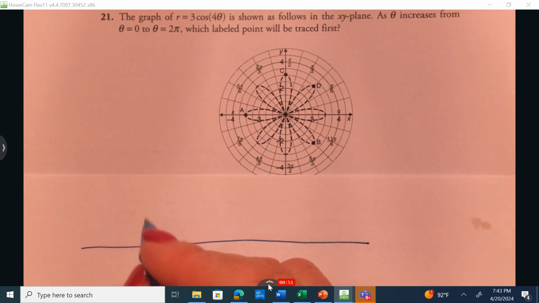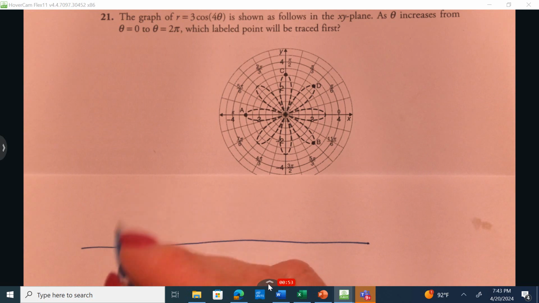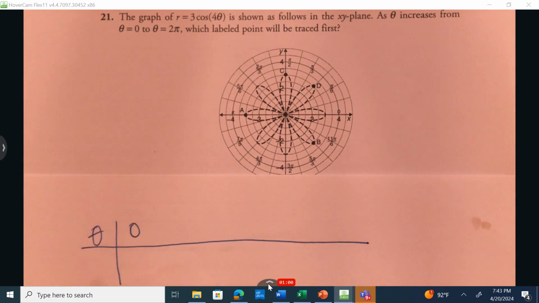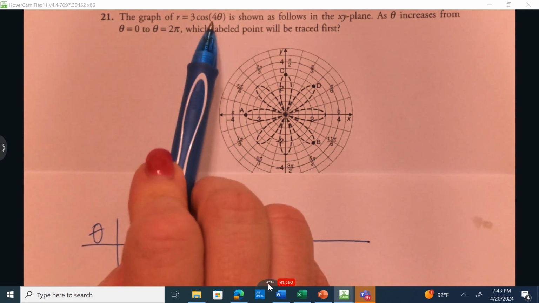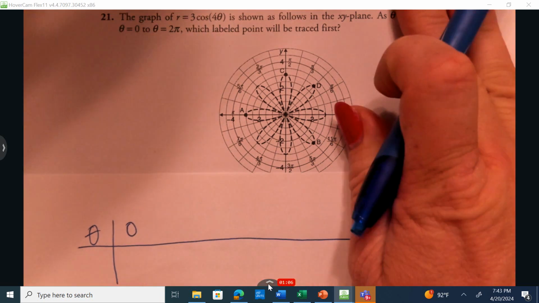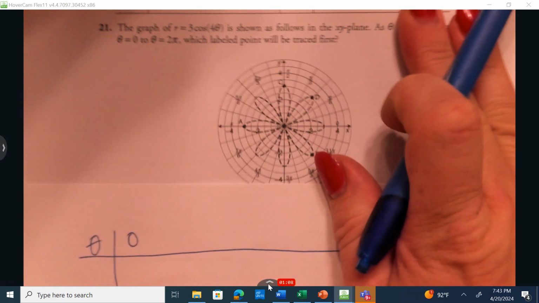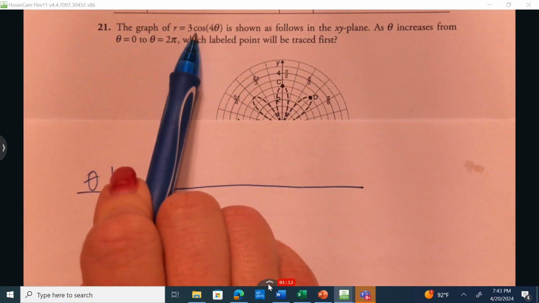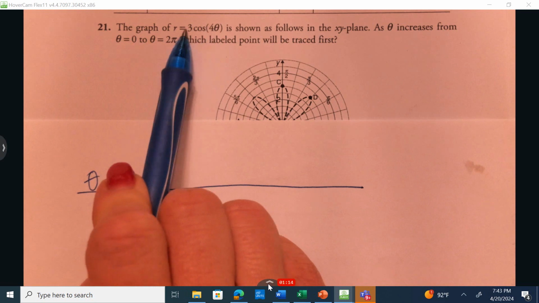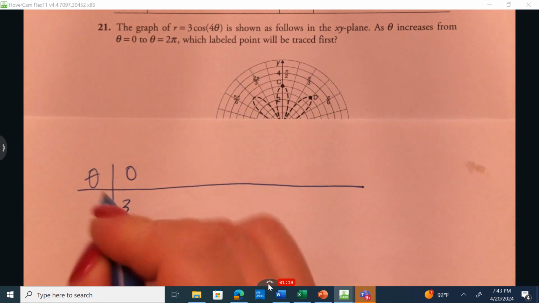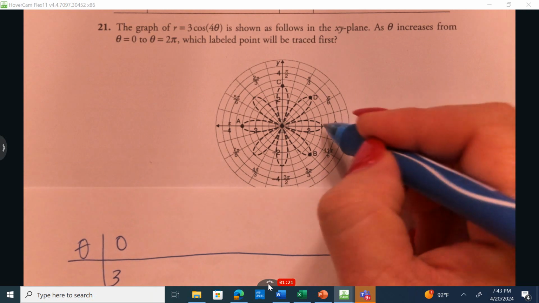And when I make my little table, we're just going to say, all right, so the very first time I do this, I'm going to plug in 0 because it says theta could equal 0. We're going to want to know where do we land. So if I plug in 0, 4 times 0 is 0, and I want to know what is the cosine of 0. I'm going to take that value times 3. Well, the cosine of 0 is 1. 1 times 3 is 3. So I want to go out at 0. I'm going to go 3 out.